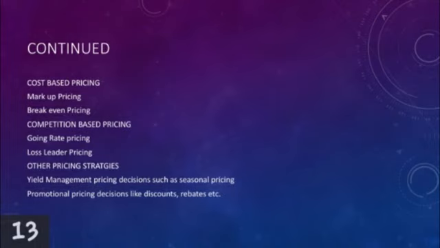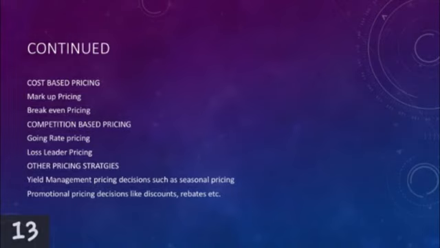In competition based pricing, you have going rate pricing where you do not want to disturb the competitors, so you price your product similar to that of competitors. In loss leader pricing, you adopt a disruptive pricing strategy where you offer your product at much lower cost than what the competitors are offering, just to take their market share, as Jio has done.